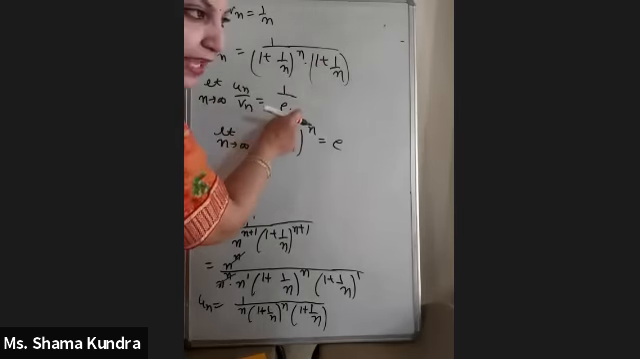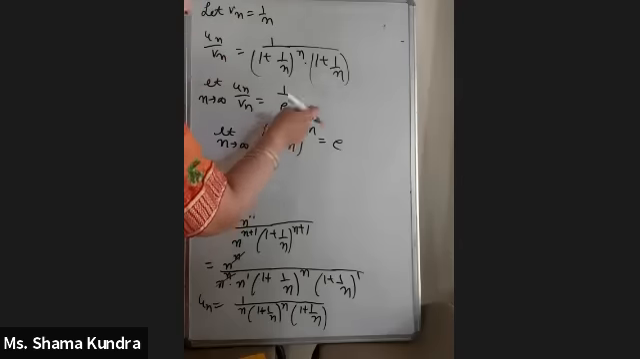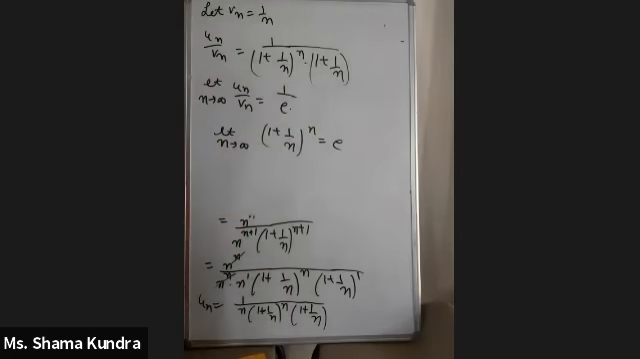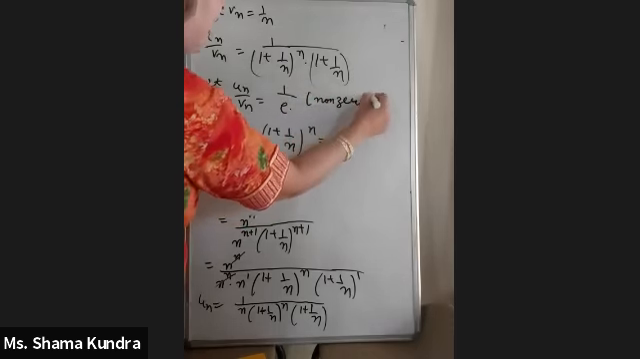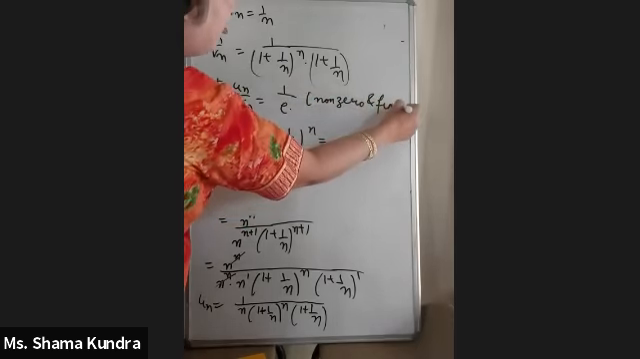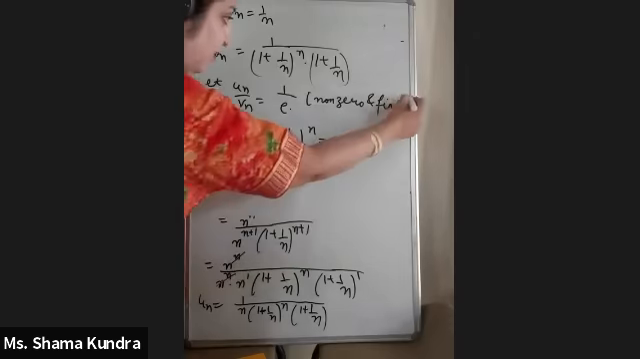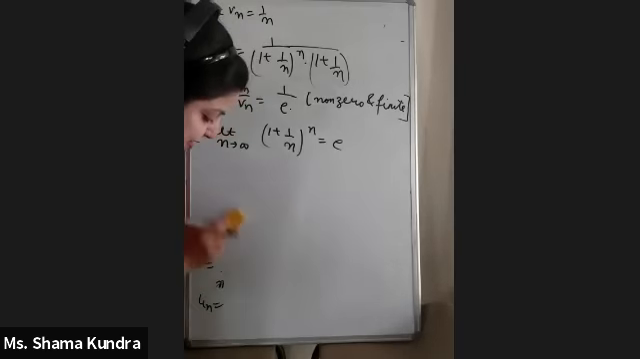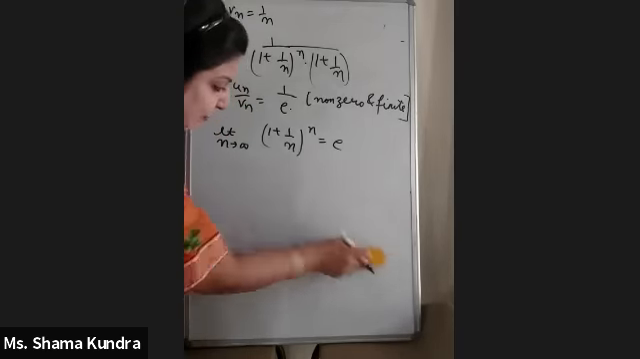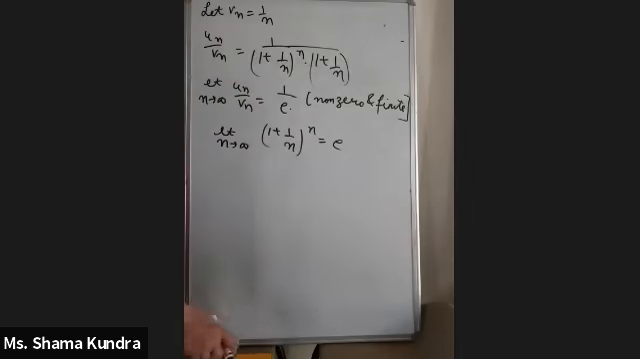What is the value of e? 2.713. So 1 upon 2.713 is non-zero and finite. Therefore, by comparison test, series un and vn will behave alike.